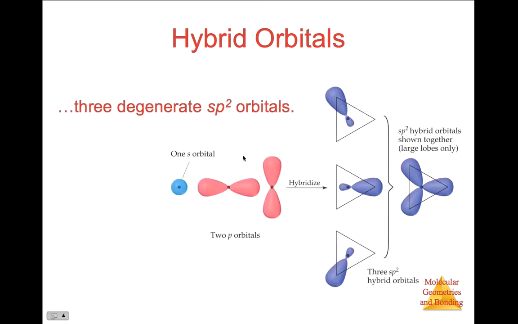These three orbitals combined to form three hybrid orbitals, which are called sp2 hybrid orbitals, not sp squared, sp2 hybrid orbitals. And this is consistent with what boron usually forms: 3 bonds and a trigonal planar geometry.